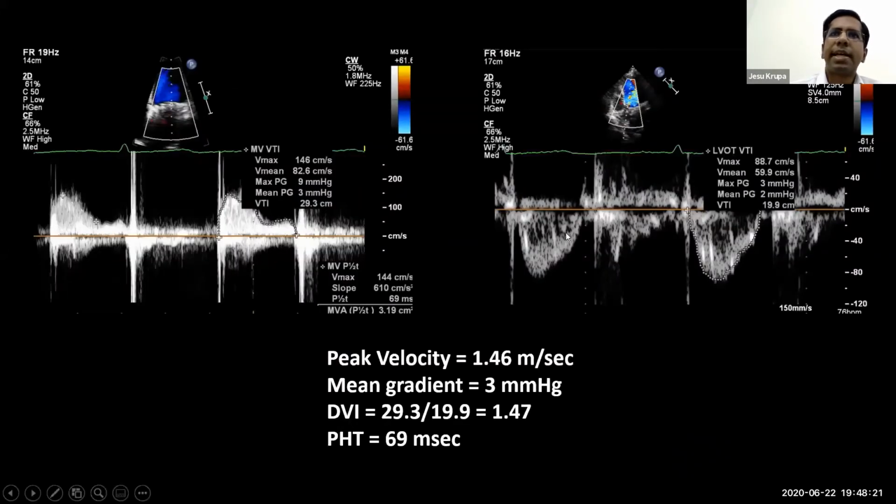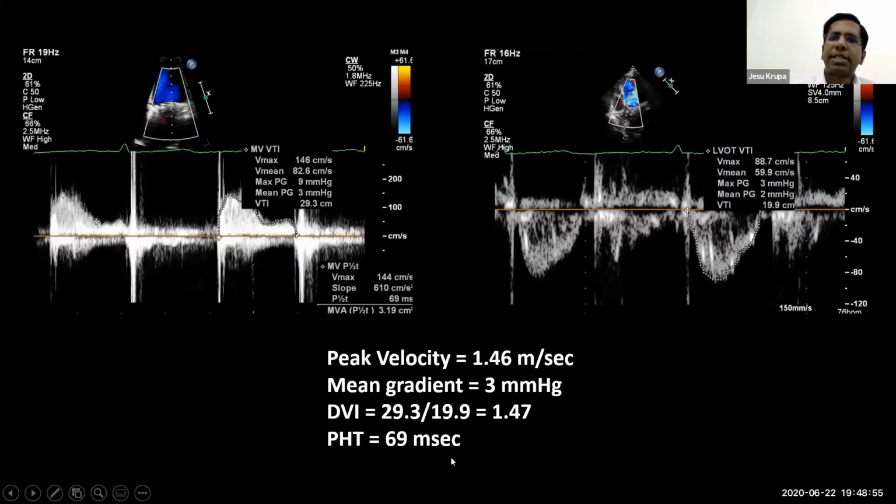And this is the LVOT VTI that has been taken here, traced here. And this is the mitral VTI and the pressure half time. So all the values are given here: peak velocity 1.46, mean gradient of 3, Doppler velocity index, which is a ratio of the mitral VTI to the LVOT VTI. That is why I have put it side by side, so that we know that it is a ratio of these two VTIs, that is velocity time integral, that we get a ratio of 1.47, and pressure half time is 69.